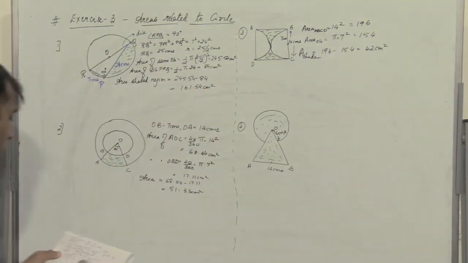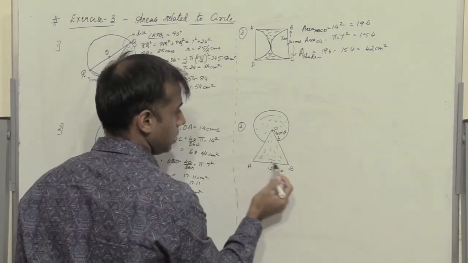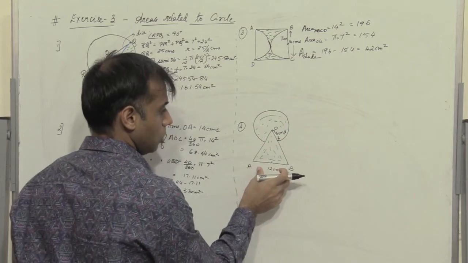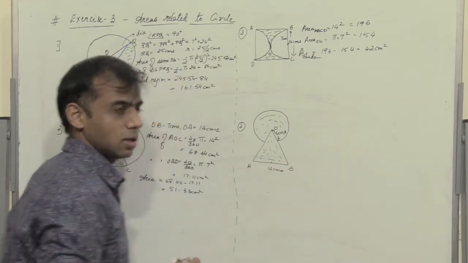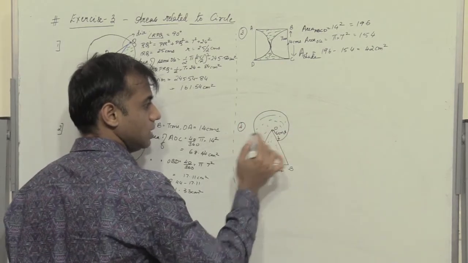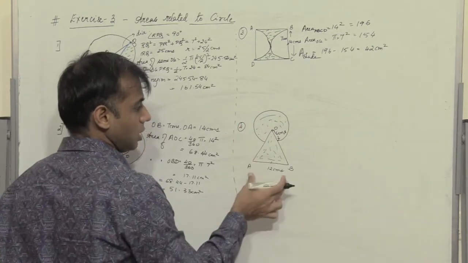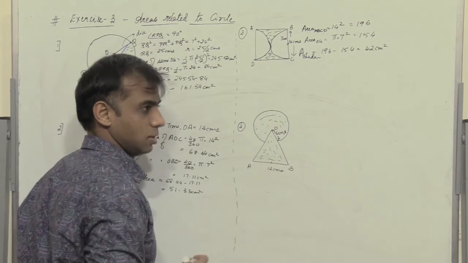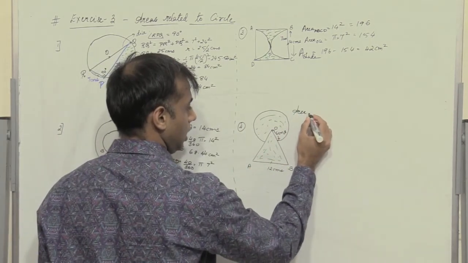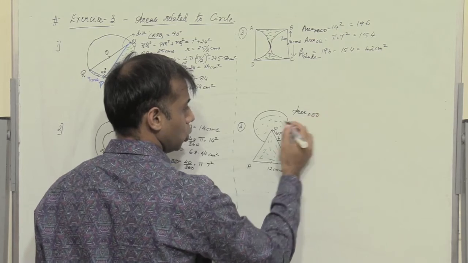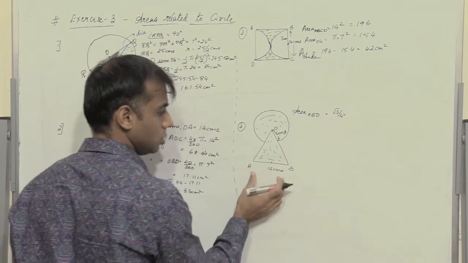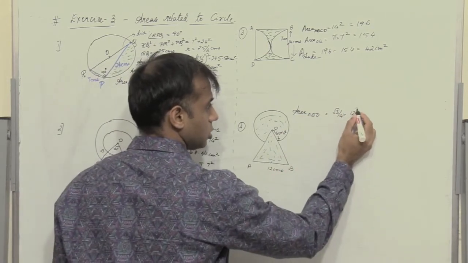Next we need to find the area of the entire shaded region. So there is an equilateral triangle of side 12 centimeters and there is also a circle of radius 6 centimeters. So let's first find the area of the triangle. The area of the triangle ABO is root 3 by 4 into the square of the side, which is 12 square.